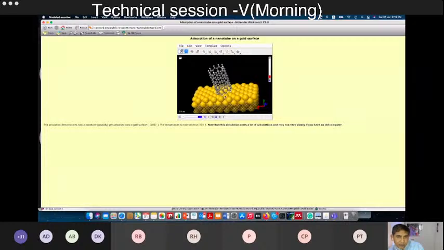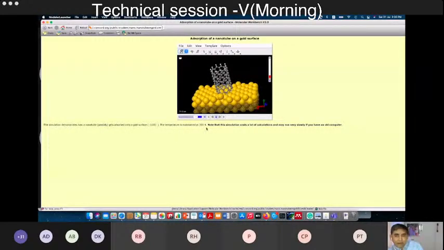hydrogen atom. So this carbon nanotube has some hydrogen atoms also. So this white one, this is where an interaction happens. Also some hydroxyl bonding occurs because of water vapor. So this adsorption happens, that is the first part of a deposition reaction. So this nanotube gets adsorbed onto a gold surface. The temperature is maintained at 300 Kelvin.